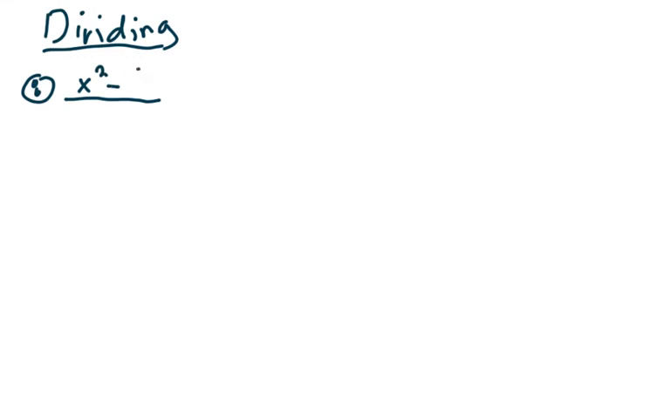All right, so the last thing that we will go over is dividing. So number 8, let's do x squared minus 9 over x squared plus 5x plus 6 divided by 3 minus x over x plus 2.